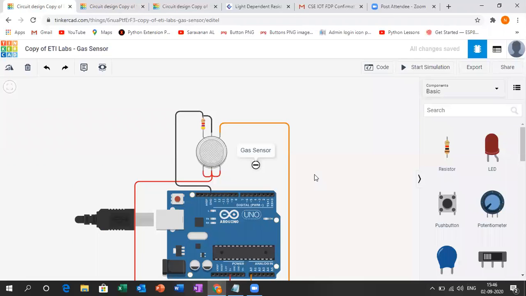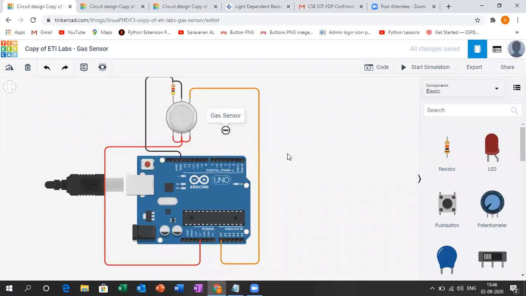Now as you can see, there are two components in this circuit. The first one is the gas sensor, and the second one is the Arduino. These are the connections which I will show you one by one.